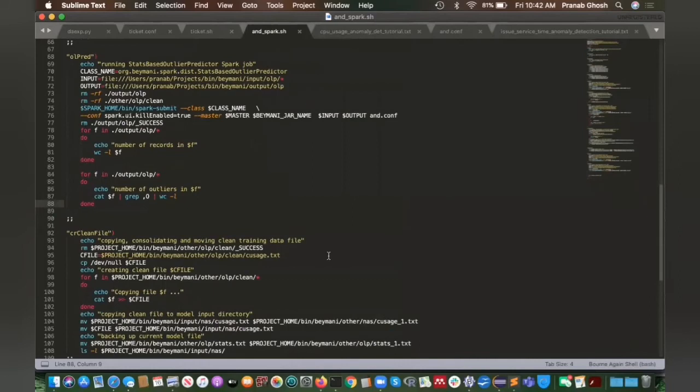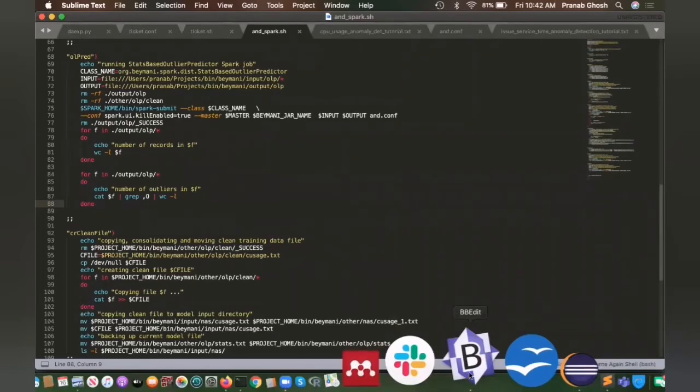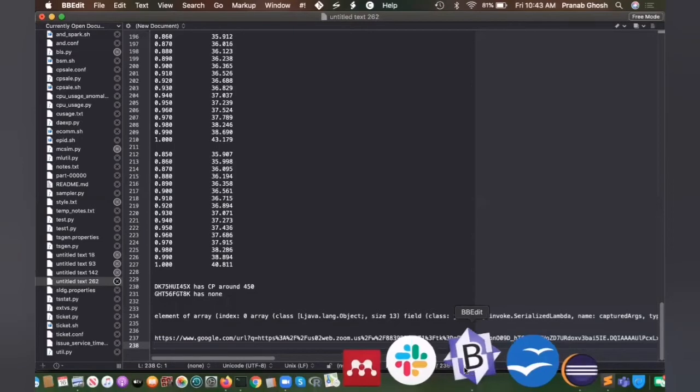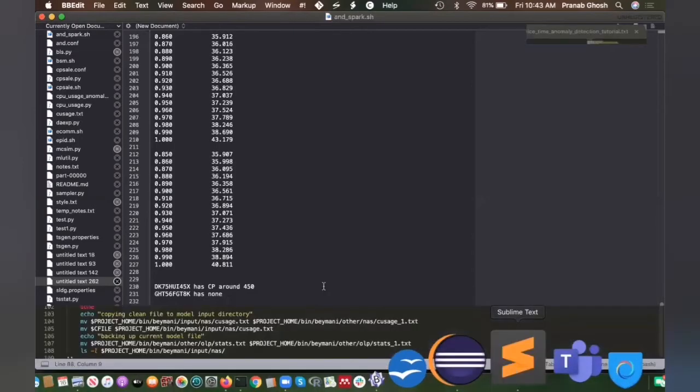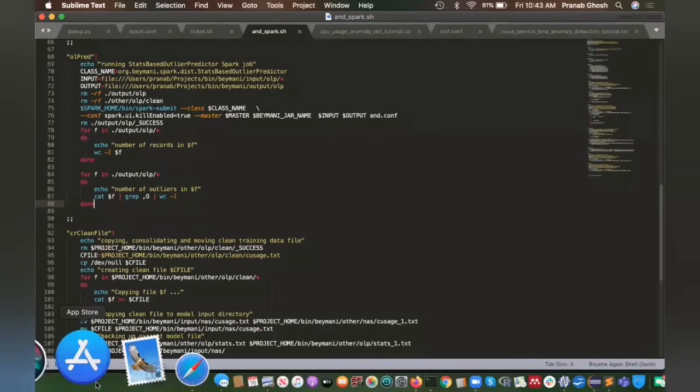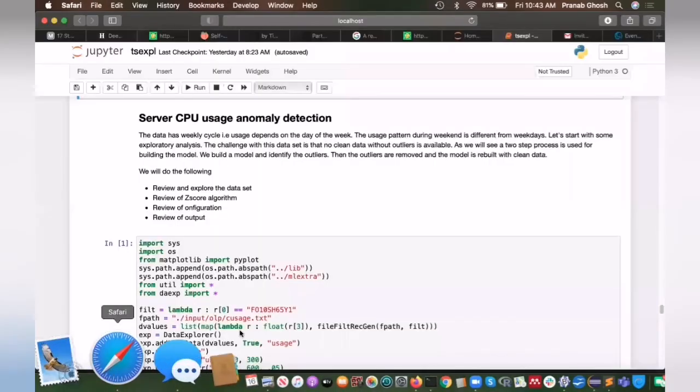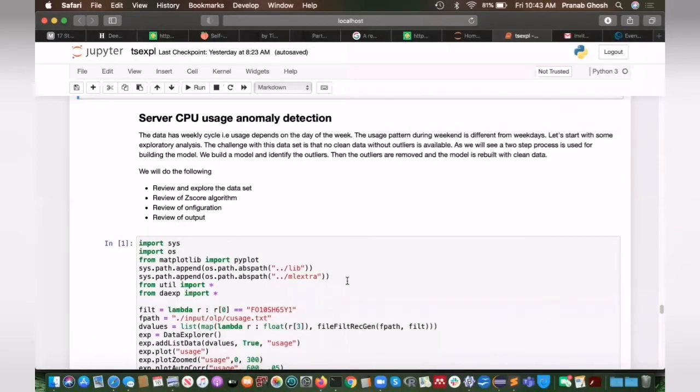So one thing here, let me quickly mention. What happens for this particular use case is that sometimes the data set that you have for building the model itself has outliers. So that's going to have an impact on your model, right? So how do you deal with it?